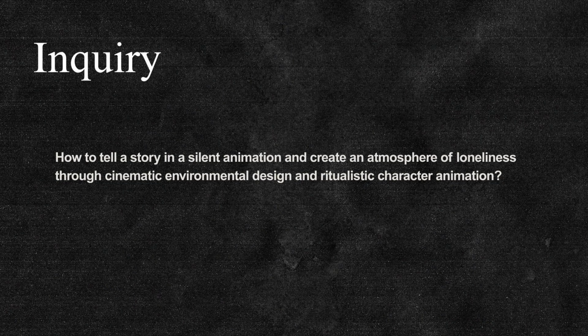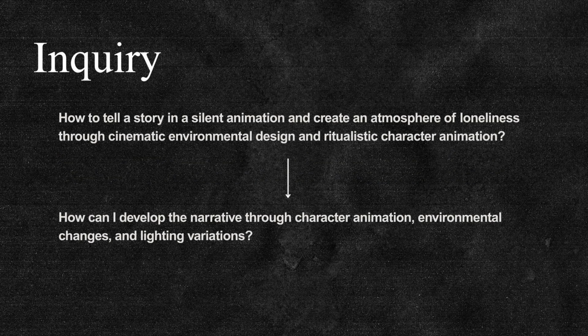In Folio 1, my inquiry was how to tell a story in a silent animation and create an atmosphere of loneliness through cinematic environmental design and ritualistic character animation. I've always been fascinated by mysterious ruins and lost civilizations, so I wanted to create an animation set in the Middle Ages. In Folio 2, I continued the same worldview, but shifted the focus from atmosphere to narrative tension. My latest exploration is, how can I develop the narrative through character animation, environmental changes, and lighting variations?